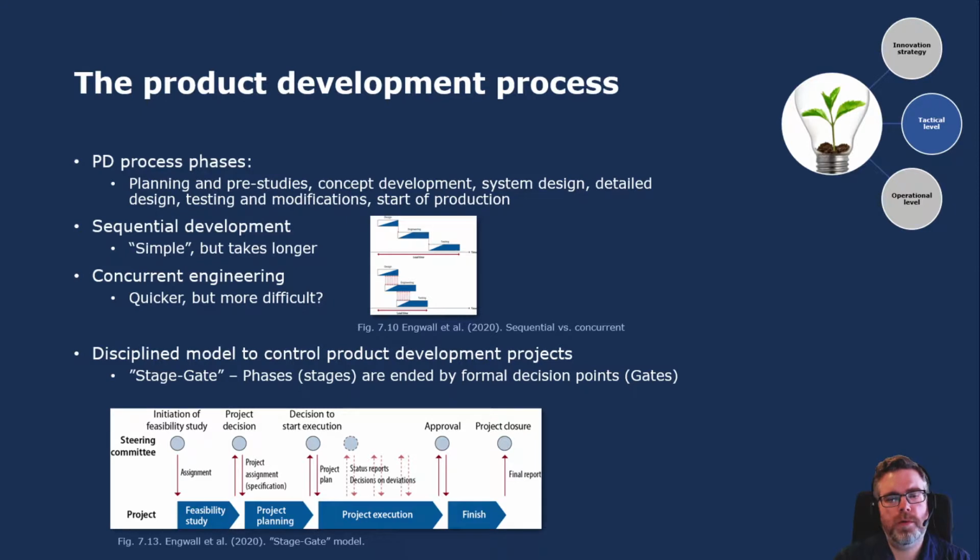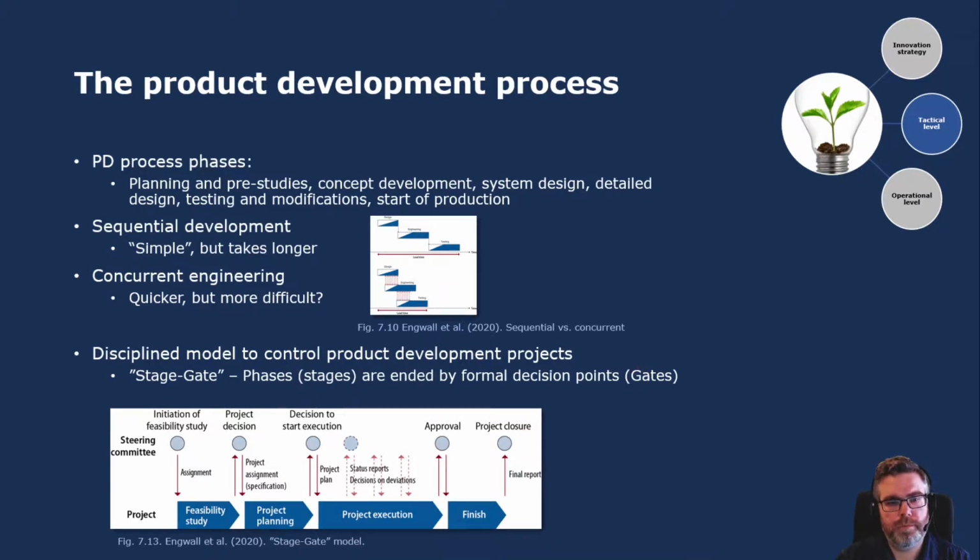You can also read more about this disciplined model to control product development projects, which is called the stage gate model. So you will have product development phases, which are called stages here, and these are ended by formal decision points, which are called gates.